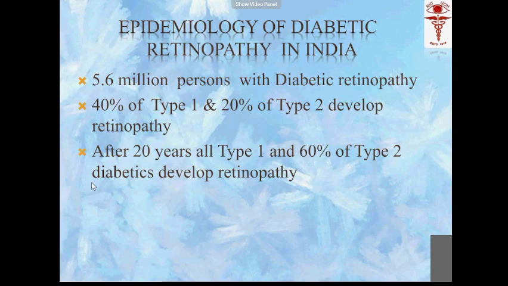So, the first thing you ask if you examine a patient is, how long have you had diabetes? So, if it's type 1, more than 20 years, all of them definitely will have some form of retinopathy. Similarly in type 2, approximately 60% of the people will have a retinopathy.